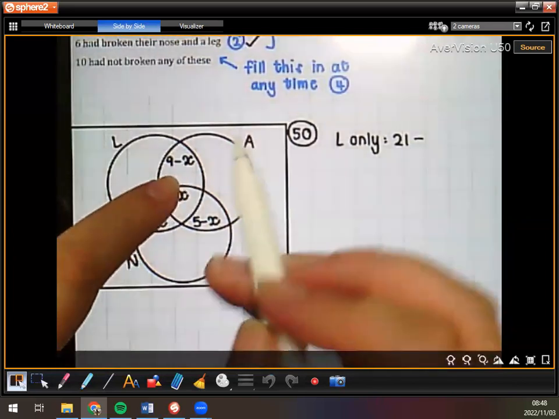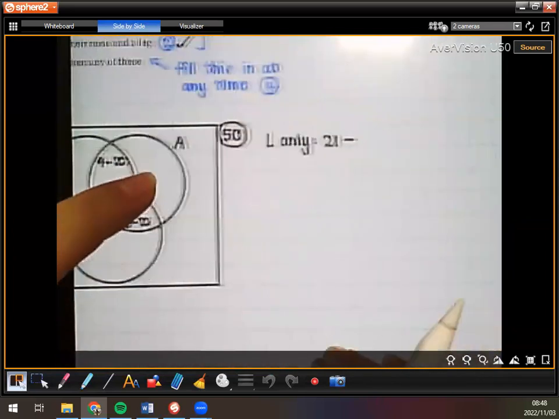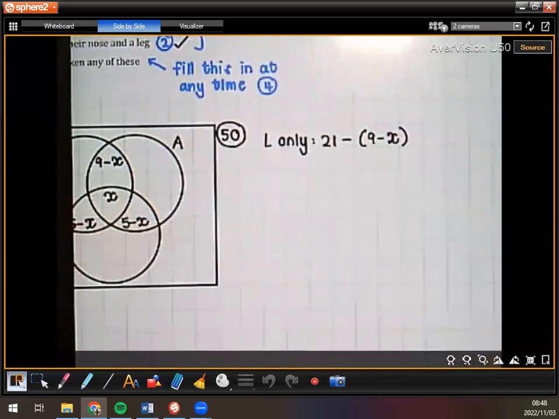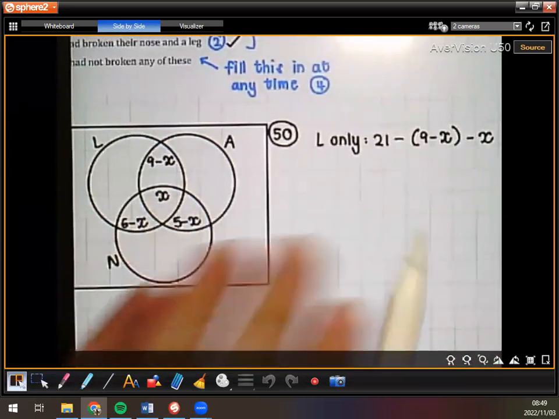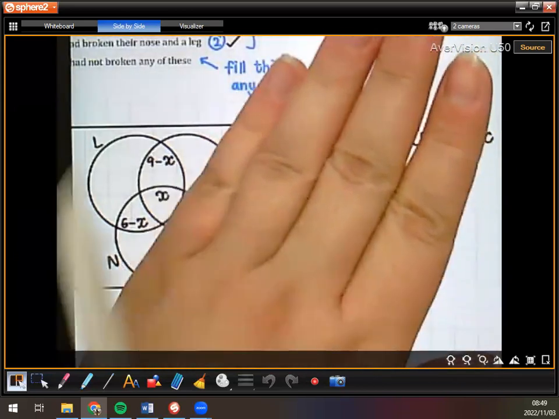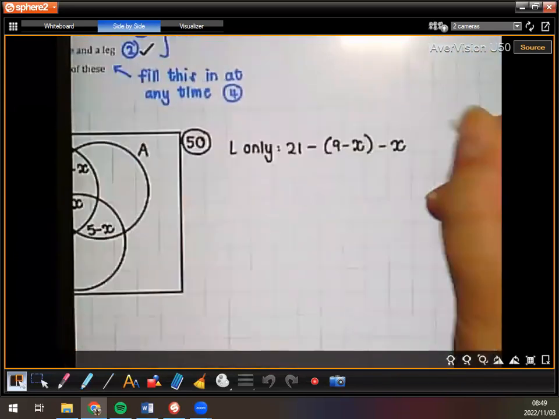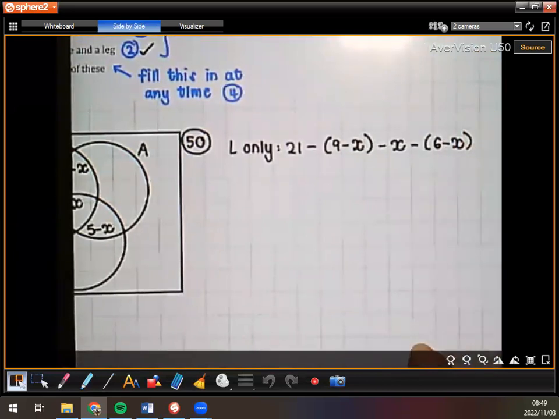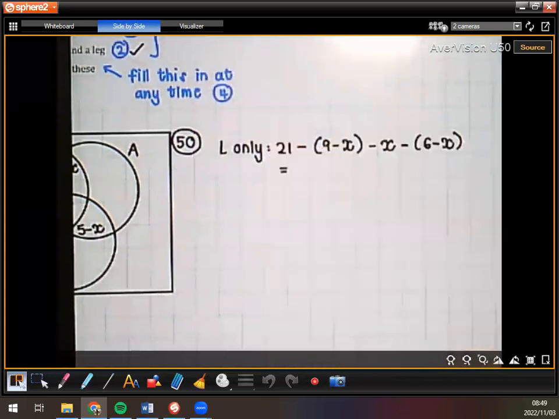Now we must be careful because if we're minusing a 9 minus x, right? We must put it in brackets. Then we also have to minus that x, which is just 1x, so we're going to put brackets around it. And then the third section of that circle that's already filled in is 6 minus x. Again, it's multiple terms, so I have to put brackets around them. And then we can work them out.